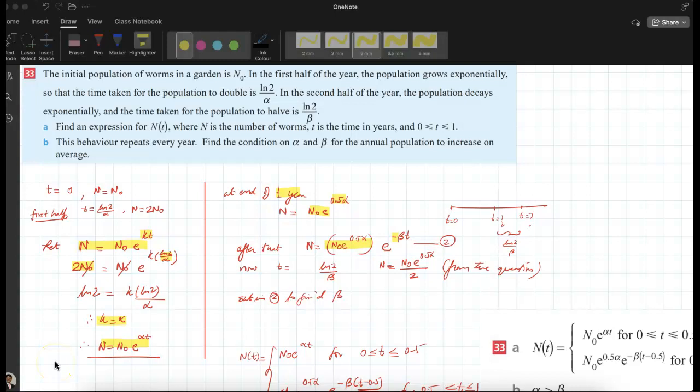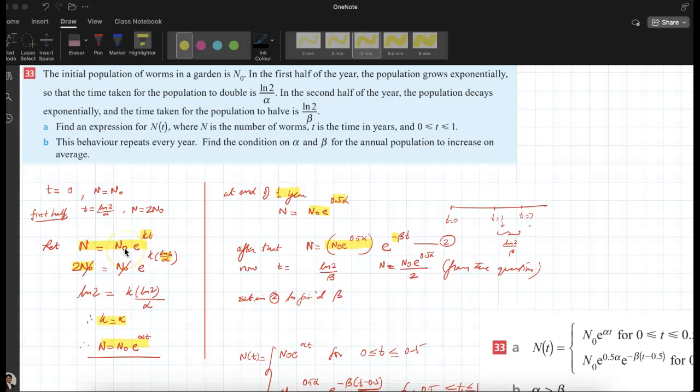So this continues from part 1. When a population is increasing exponentially, your N is equal to N naught e raised to kt. Now when the population is decreasing, your N is equal to N naught e raised to minus kt.